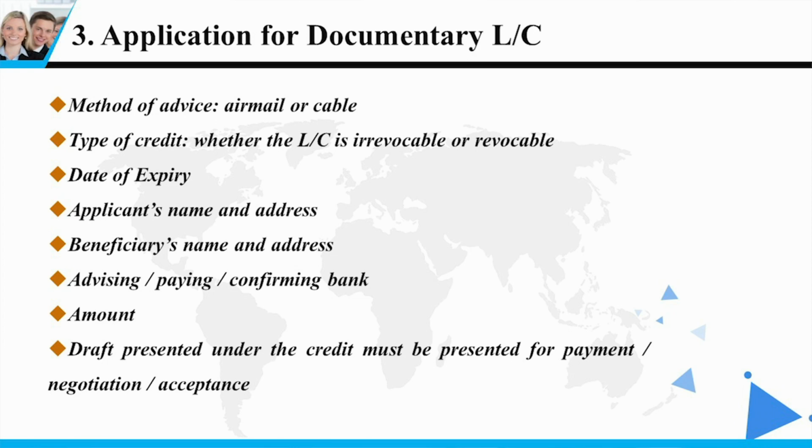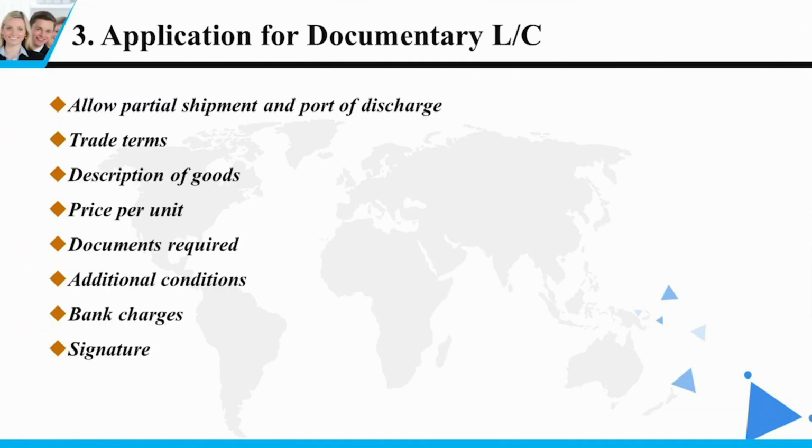Method of advice: through airmail or cable. Types of credit: whether the LC is irrevocable or revocable. Date of expiry, applicant's name and address, beneficiary's name and address. Advising, paying, or confirming bank. The amount, and whether partial shipment is allowed. Trade terms: description of goods, price per unit, documents required, bank charges, and the signature.